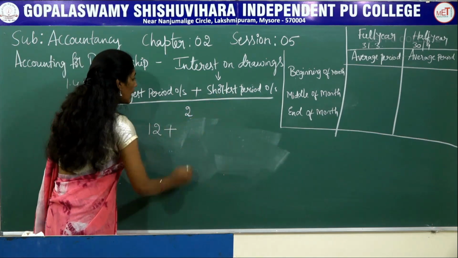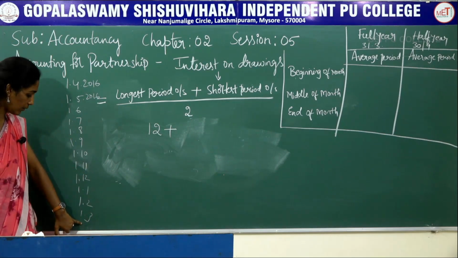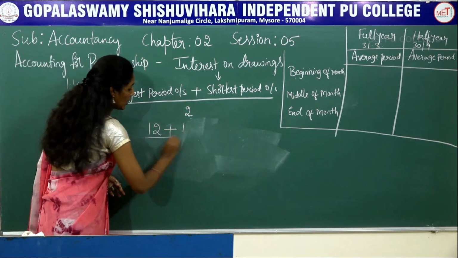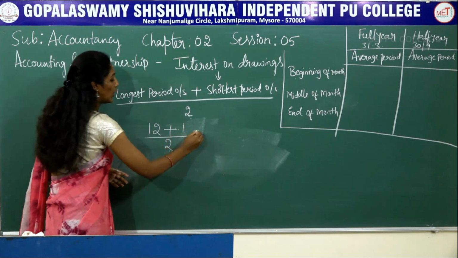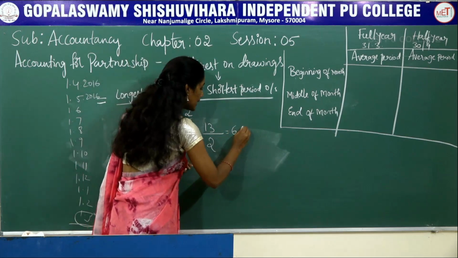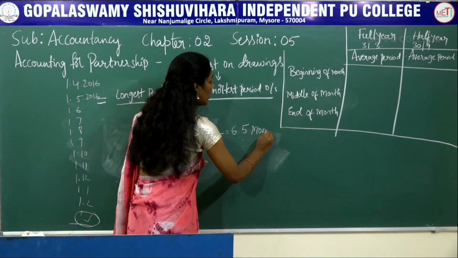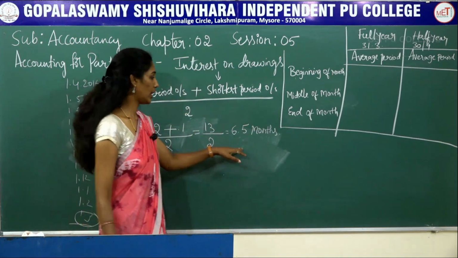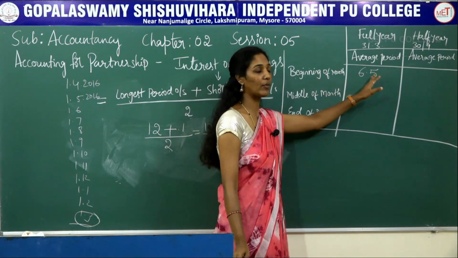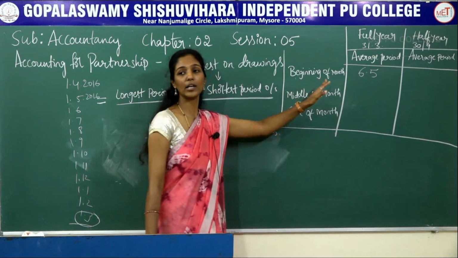And the shortest period outstanding in this method is, when a partner withdraws in the last month, the shortest period is 1. So add 12 plus 1, 13, divided by 2. It can be simplified as 6.5 months. So the average period will be 6.5 months when a partner withdrew drawings at the beginning of the month.